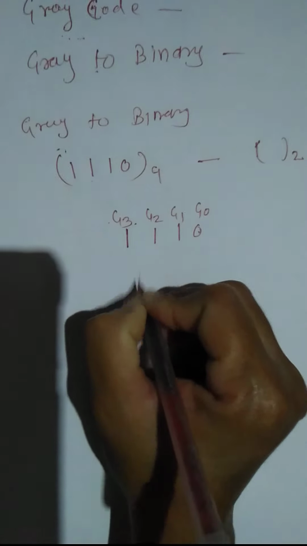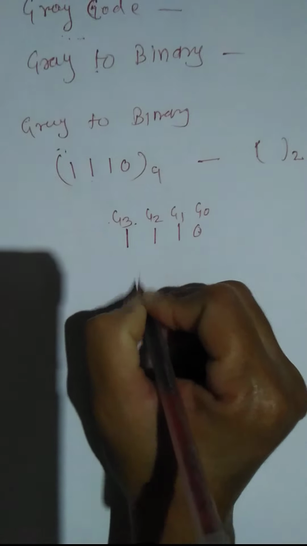In gray to binary or binary to gray, similar rules are applied as in an XOR gate. In XOR, 0 XOR 0 is 0, 0 XOR 1 is 1, 1 XOR 0 is 1, and 1 XOR 1 is 0. These are the rules, the truth table for the XOR gate, and a similar operation is applied in this code.